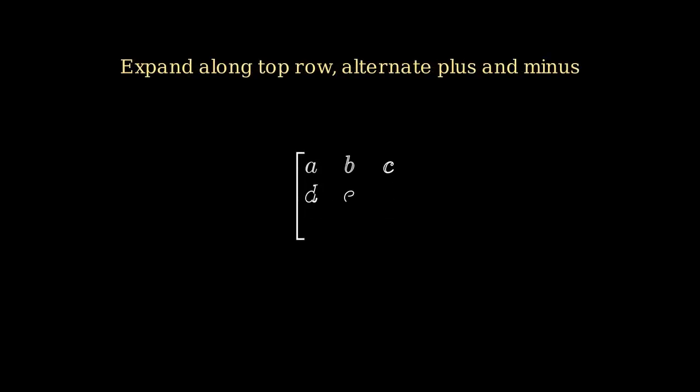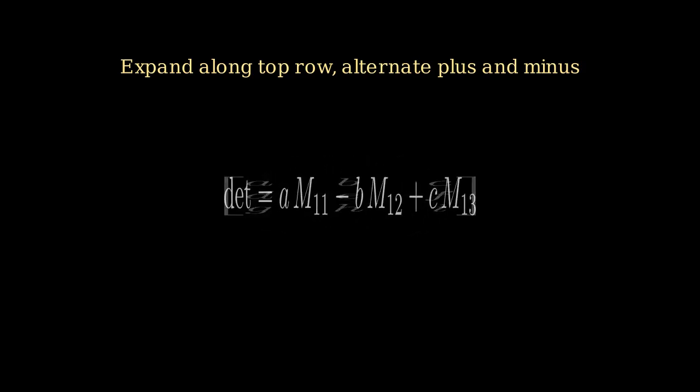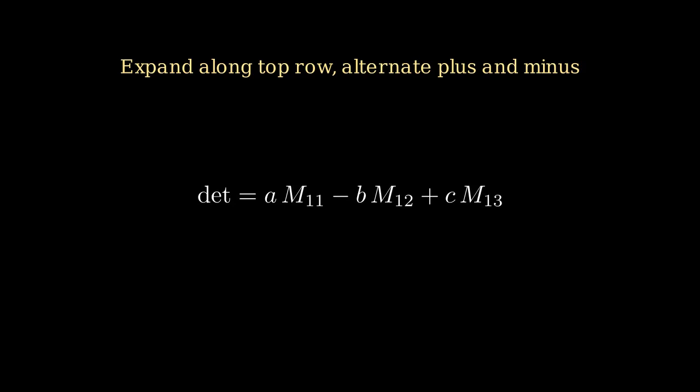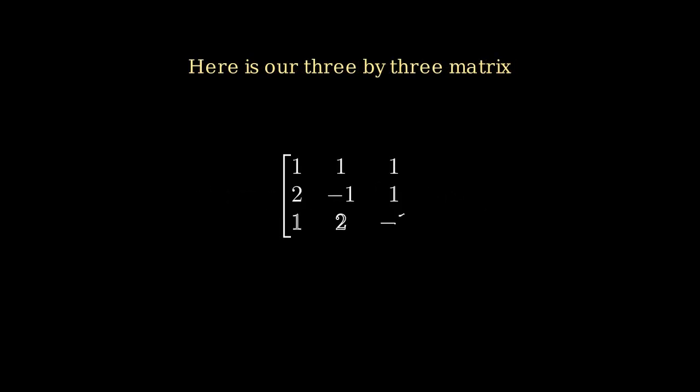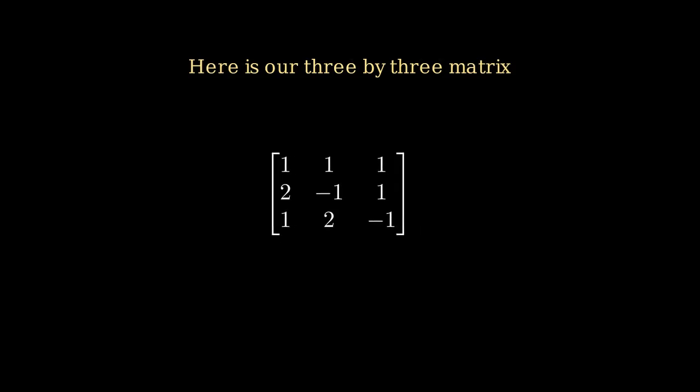For a 3 by 3 matrix, we expand along the top row, multiplying each entry by the determinant of the smaller 2 by 2 matrix that remains after we delete its row and its column, and we alternate adding and subtracting these terms. Consider the matrix with top row 1, 1, 1, middle row 2, negative 1, 1, and bottom row 1, 2, negative 1.